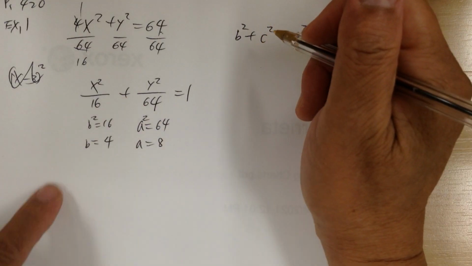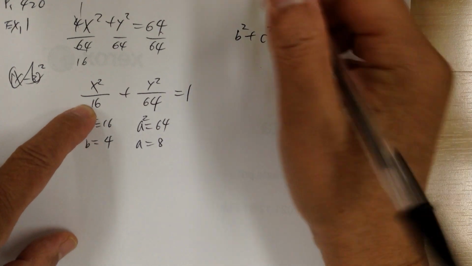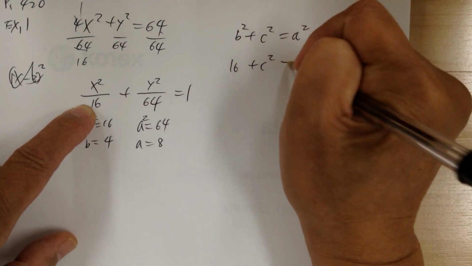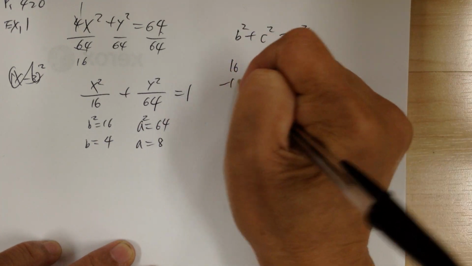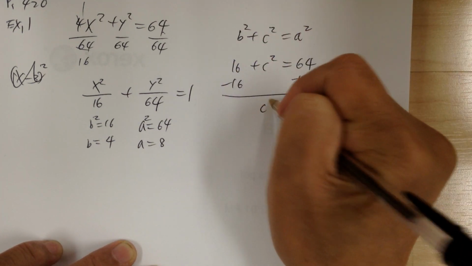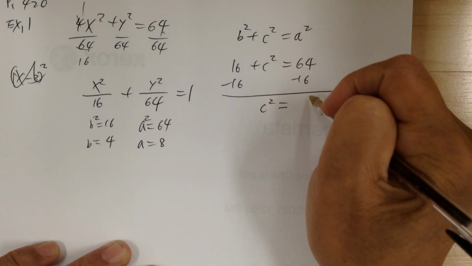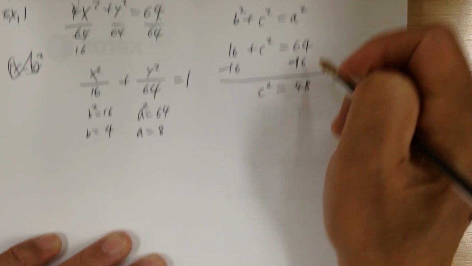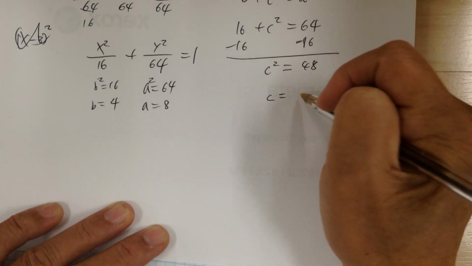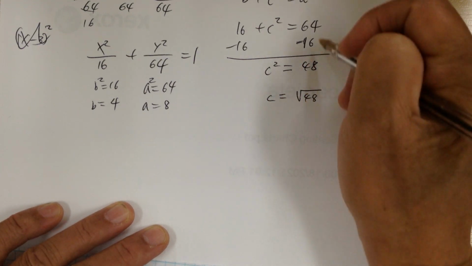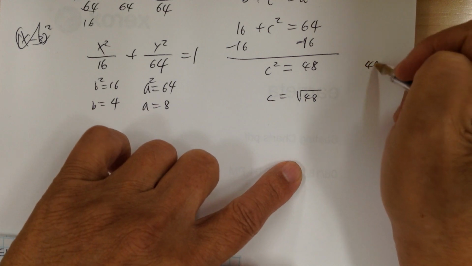So you substitute into here. b squared is over here, 16, and a squared is 64. Okay, so minus 16 on both sides. So you get c squared equal to 48. And take the square root, so c equals the square root of 48. And so you go off to the side.